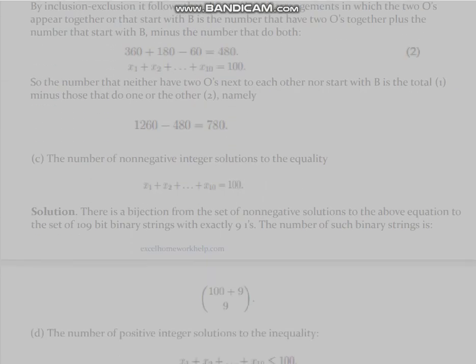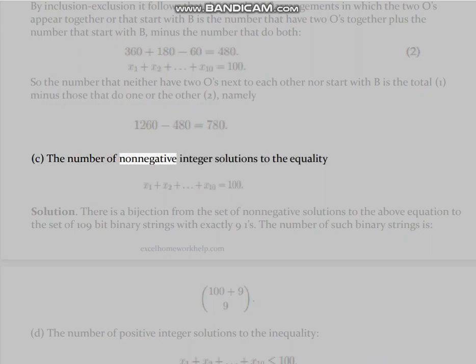By inclusion-exclusion, it follows that the number of arrangements in which the two O's appear together or that start with B is the number that have two O's together plus the number that start with B minus the number that do both. So the number that neither have two O's next to each other nor start with B is the total, 1, minus those that do one or the other, 2, namely.